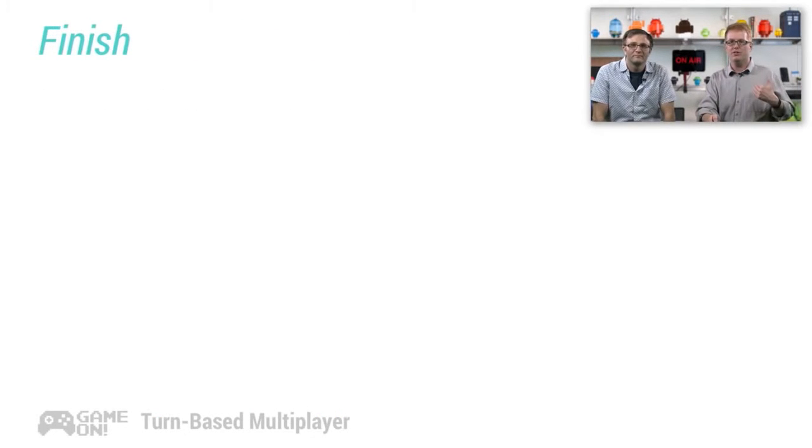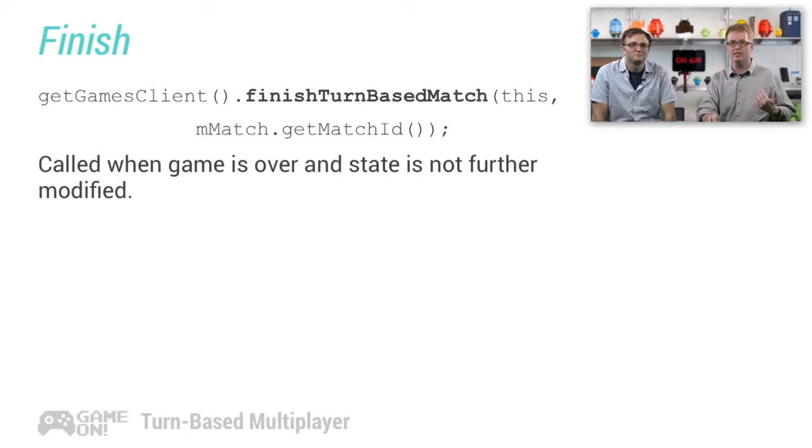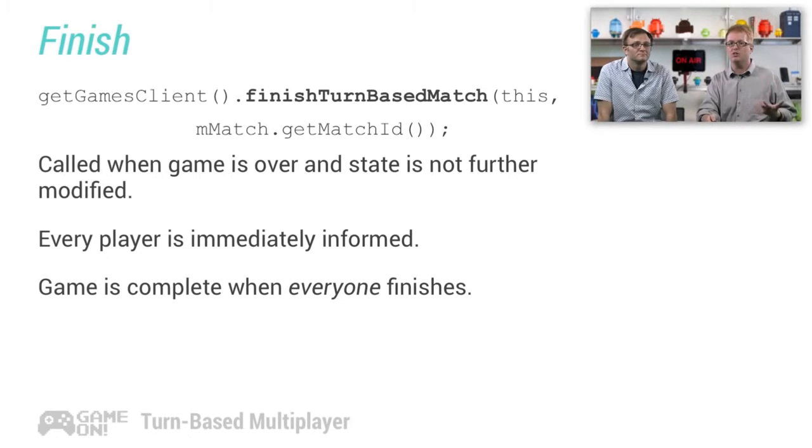When a game is over, like I've made my last move in a Risk-like game, then I'm going to call finish turn-based match. Once this happens, you can't continue modifying the state. Each player gets an alert immediately so they can all look and see what the final state was, and then they call finish themselves. And finally, after everybody calls finish themselves, the game moves to a complete state where everyone has called finish.